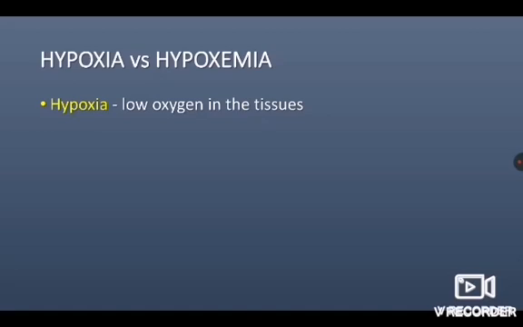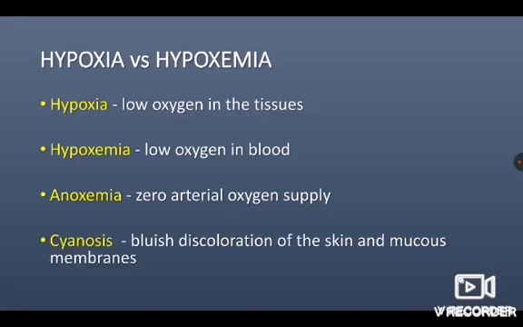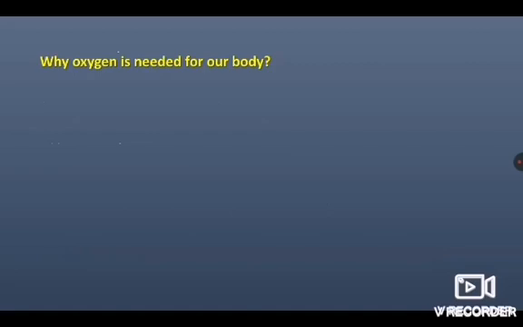Hypoxia is the low level of oxygen in the tissues, whereas hypoxemia is the term which indicates low level of oxygen in the blood. When the total amount of arterial oxygen level is zero, it is called anoxemia. Cyanosis is a symptom of hypoxia, which is the bluish discoloration of the skin and the mucous membranes.